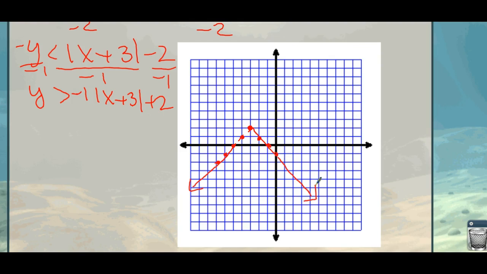Do I shade in or out? Out this time, right? Because it's y greater than. So the y's are above my vertex. Outside.